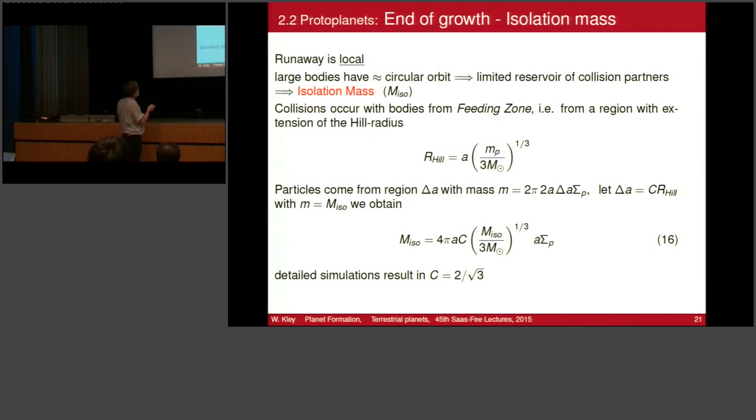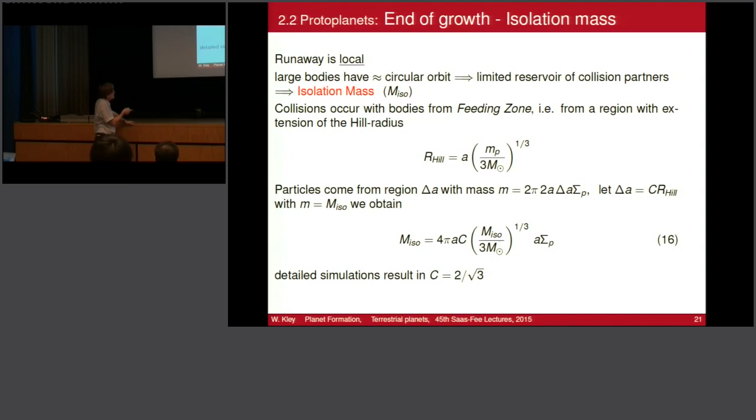If we assume that they typically accrete from a region which has the size of the Hill sphere in radius, we can see they accrete mass from an annulus given by the size of the Hill sphere. So one Hill sphere out and one Hill sphere in, let's say. You accrete from that region onto this object, and this is directly proportional to the Hill sphere. Then you can calculate the final mass this object will attain, given by this relation. You just write M equals the so-called isolation mass.